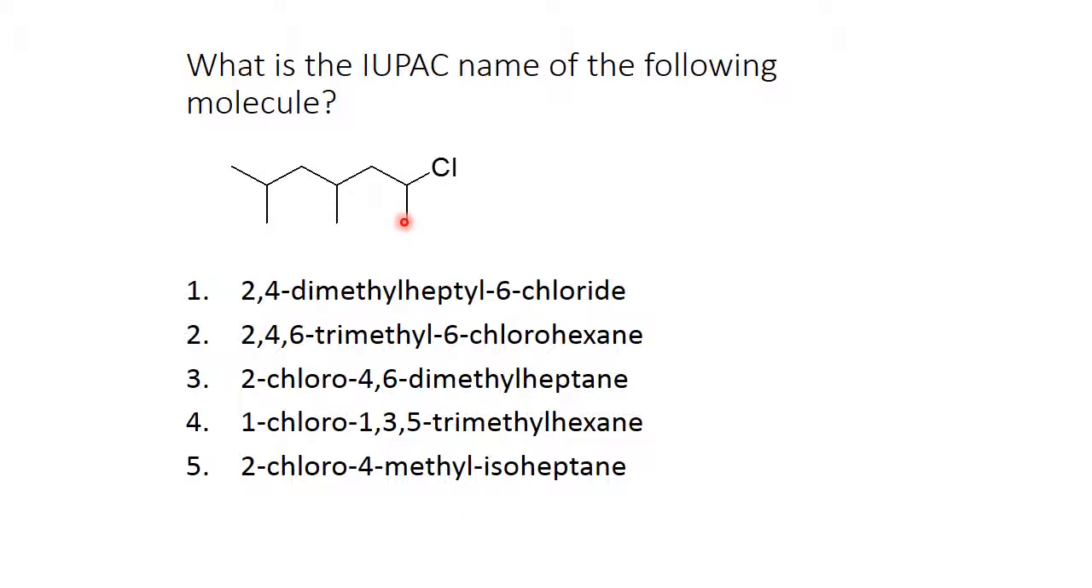So then I'm going to number the substituents. What are you going to get? You're going to get 2-chloro, then 4 and 6 methyl. So it's 2-chloro-4,6-dimethylheptane right there.